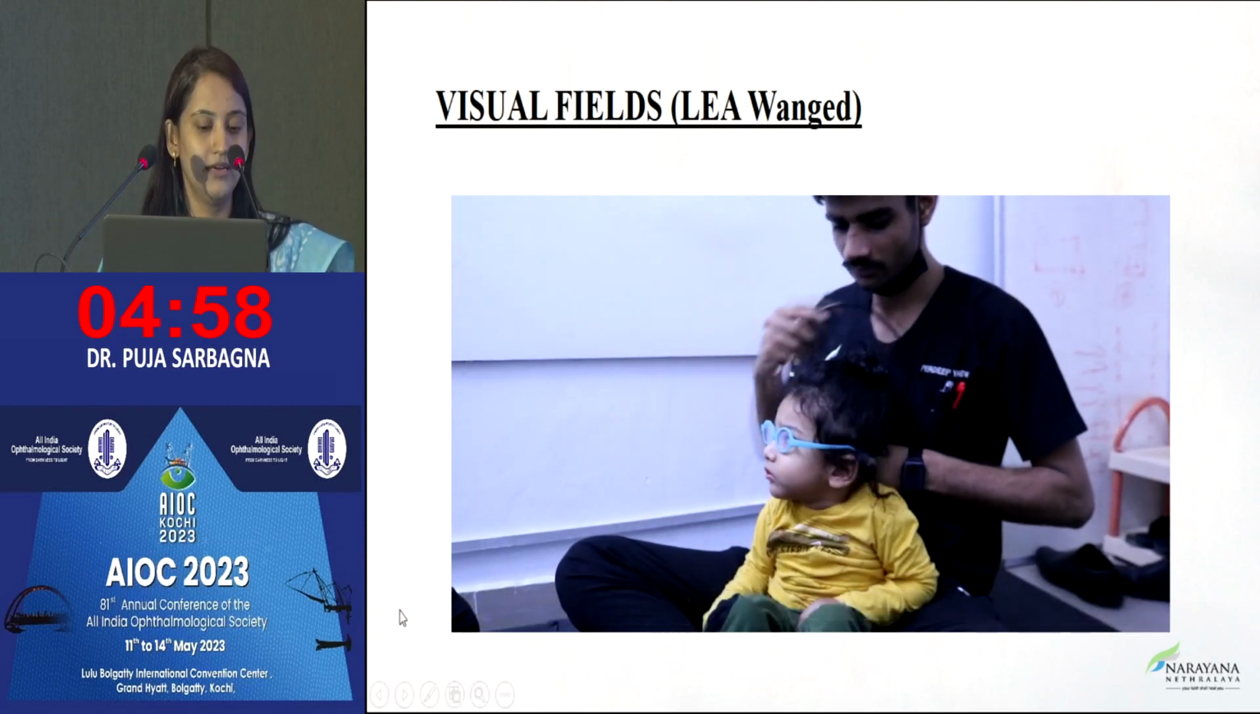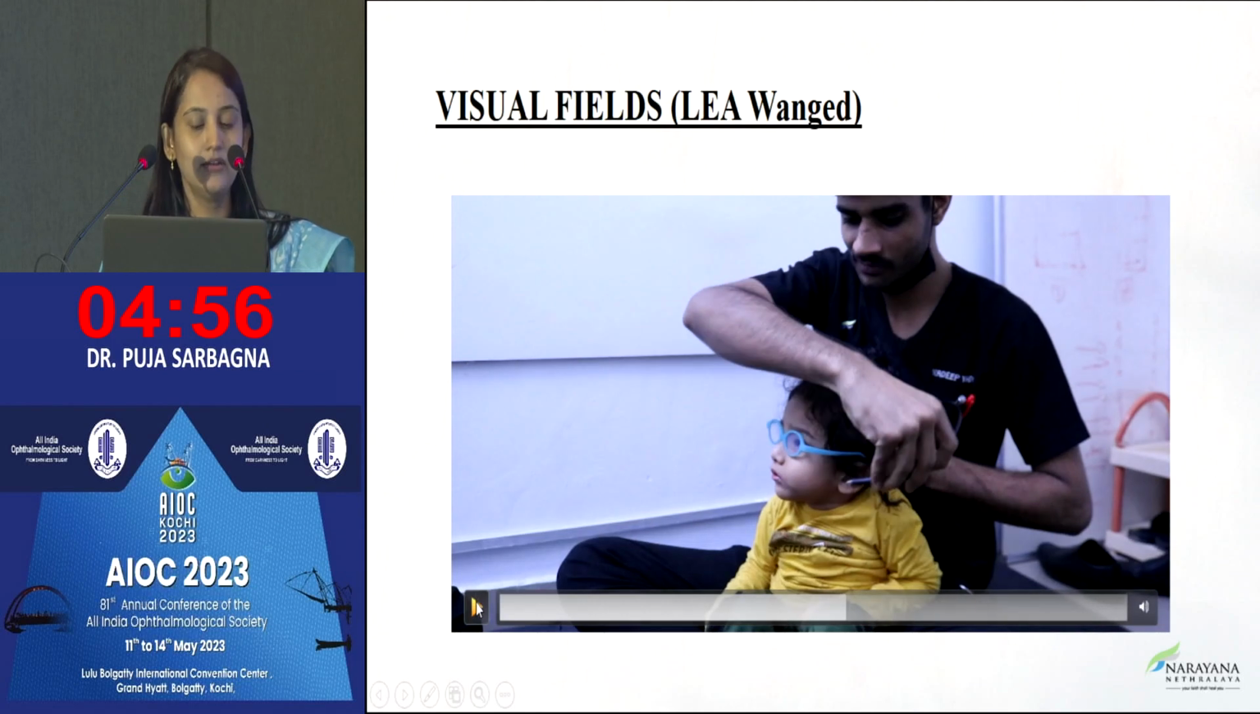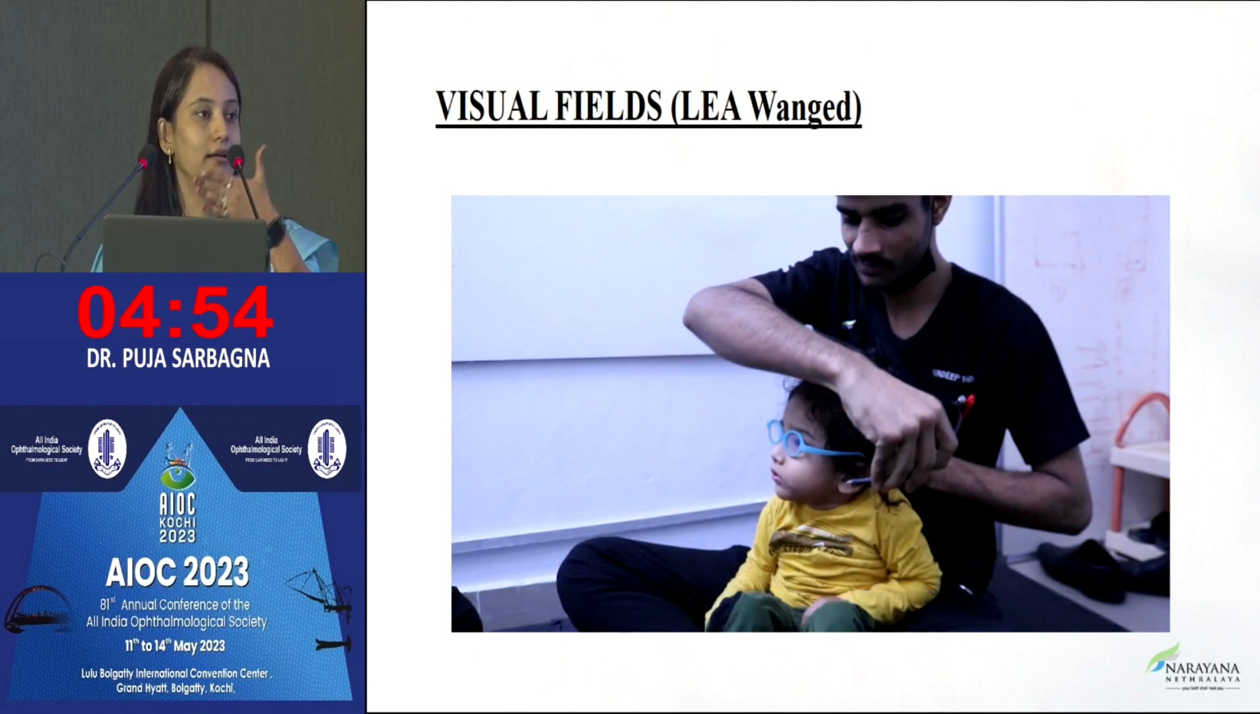If we don't have the LEA wand with us, we hold a black card up in front of us and show a familiar toy to the child in different directions. We try to see whether the child is focusing or not, and we document the visual field on that.